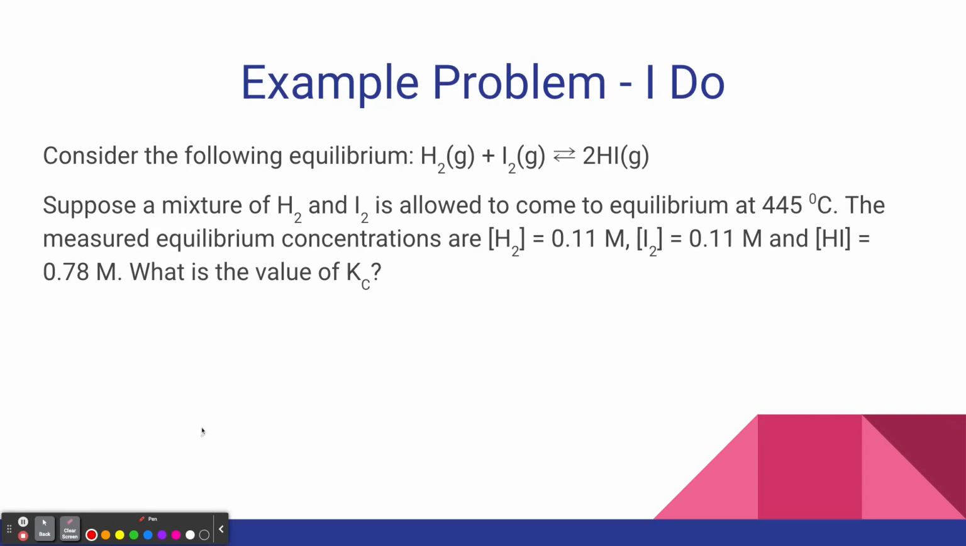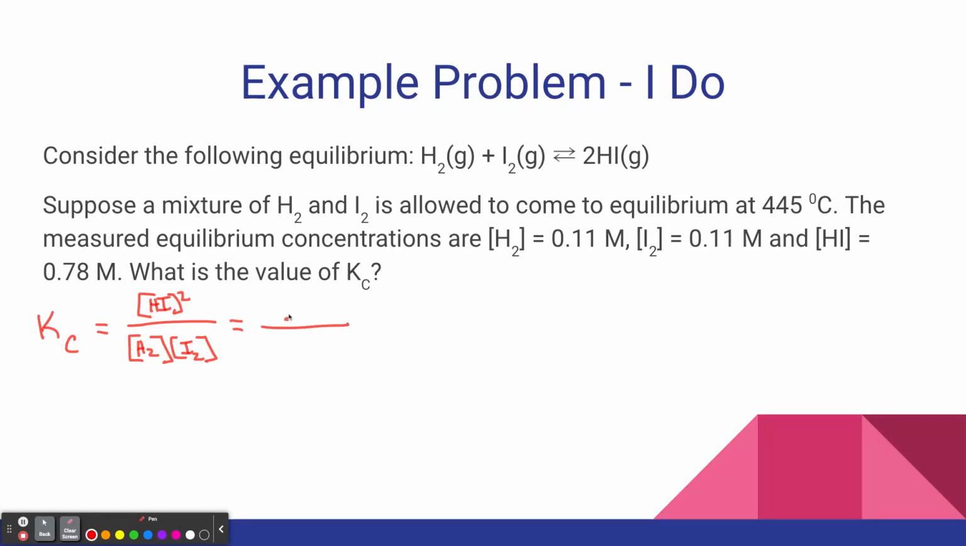So again, guys, the way that we would solve this is we would just start off by writing our equilibrium expression. So Kc is equal to the concentration of HI raised to the second power because of its stoichiometric coefficient, over the concentration of H2 times the concentration of I2. Notice that their stoichiometric powers are each 1, so that's why I'm not writing anything. And then from here, guys, since we are given these equilibrium concentrations, I can go ahead and plug them right into my equilibrium constant expression.